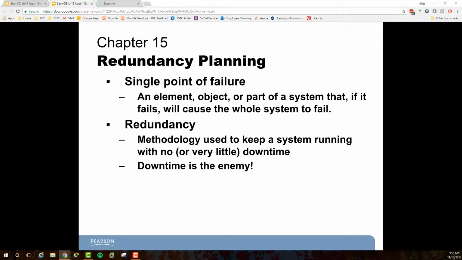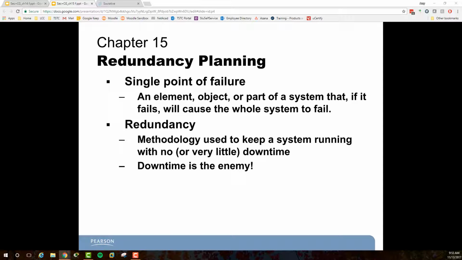So first off, redundancy planning. It all starts with the single point of failure. This is one object or one part of a system. If it fails, the entire system fails. For a lot of people, that's the ISP. If our internet service provider goes down, then we can't access Moodle. At TSTC, we can't access our email or Google or anything. Now, of course, we can go off-site and do that, but it does kind of leave the campus at a standstill until that becomes ready again.